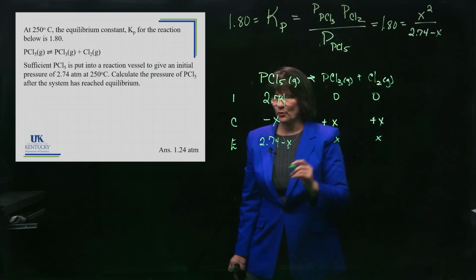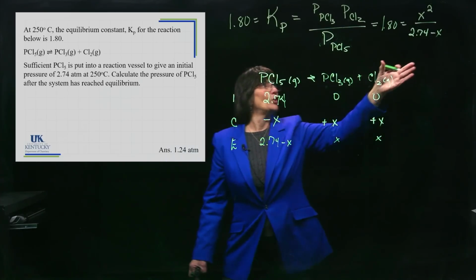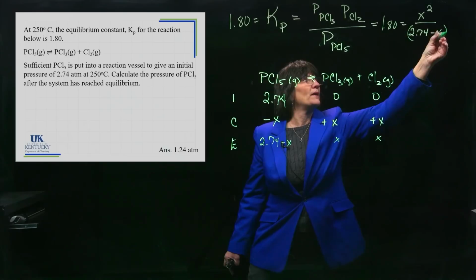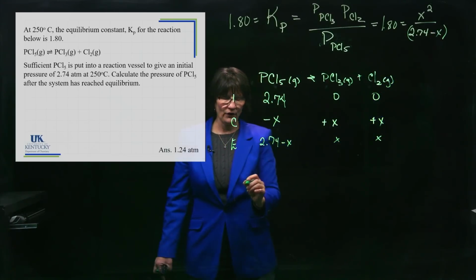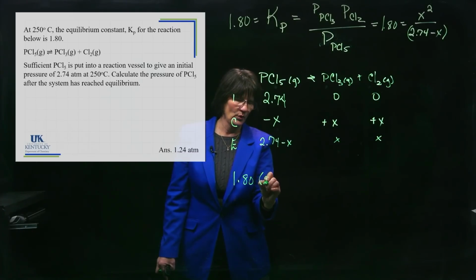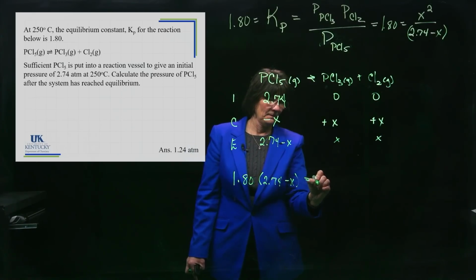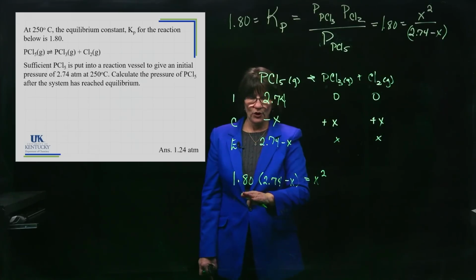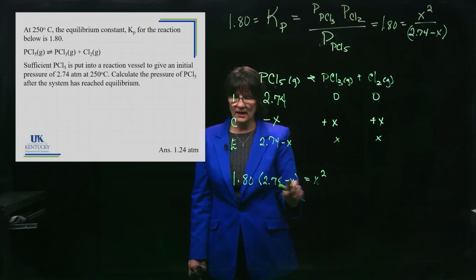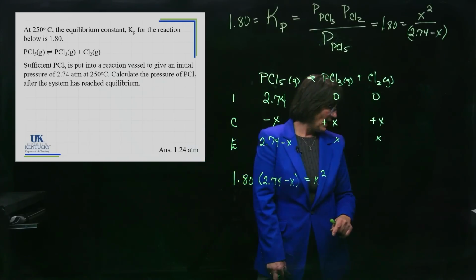Well, let's just start working it, and I'll come down here where I've got a little bit more room. I'm going to multiply this whole denominator and get it over here. I'm multiplying both sides by the 2.74 minus X. Then I'm going to do the distributive property. I'm going to take this times the first term and this times the second term.